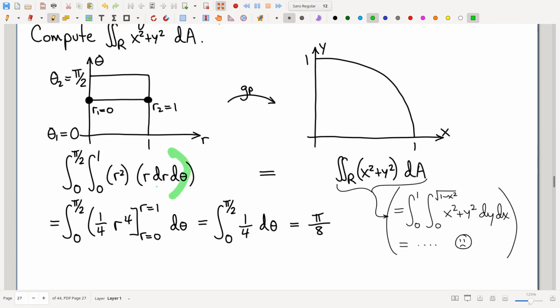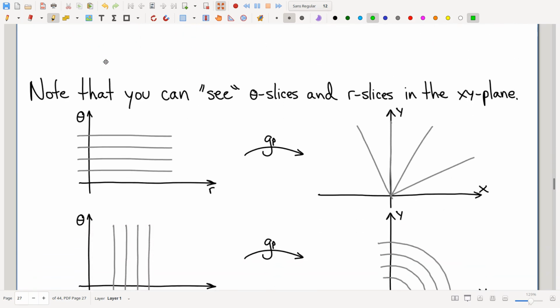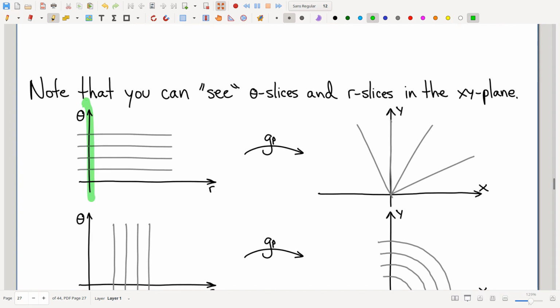I did my theta slices here. My theta slices look like this. They are, in fact, as you'll note, perpendicular to the theta axis. They're in the pullback r theta world. Right? And here's the thing. Those slices perpendicular to the theta axis like this.